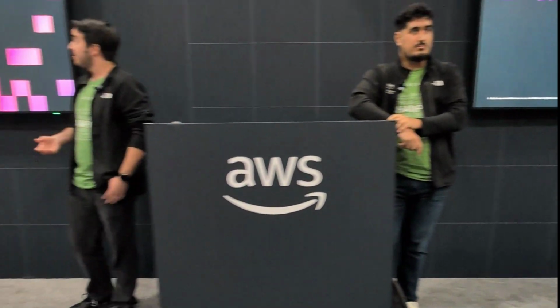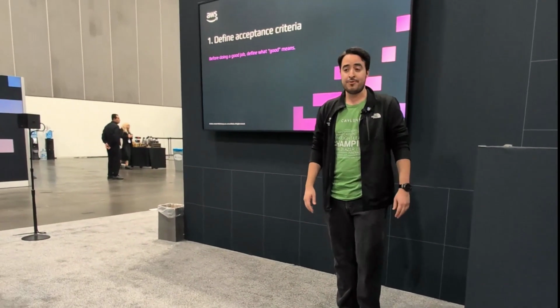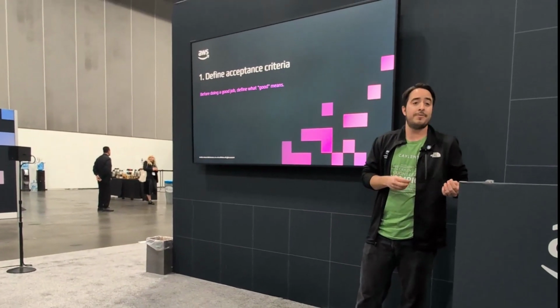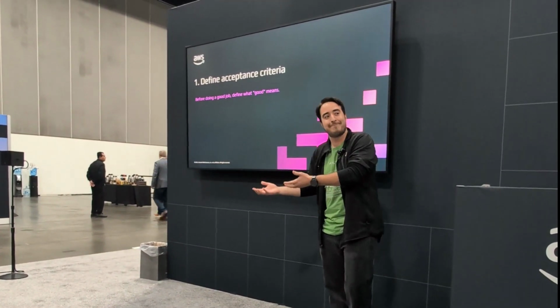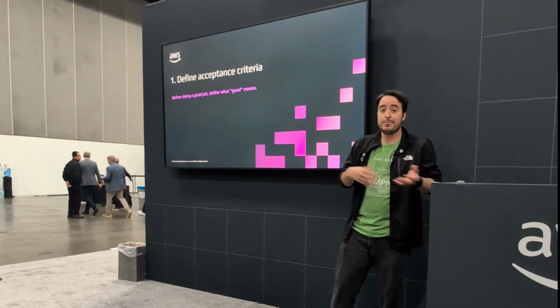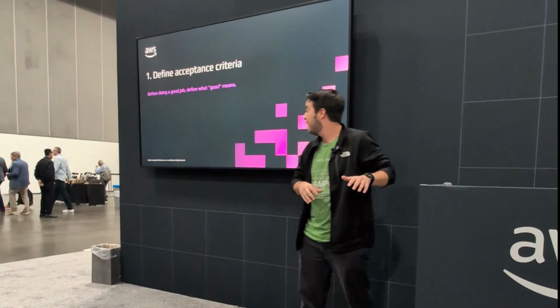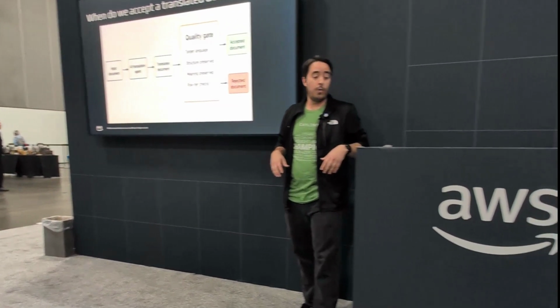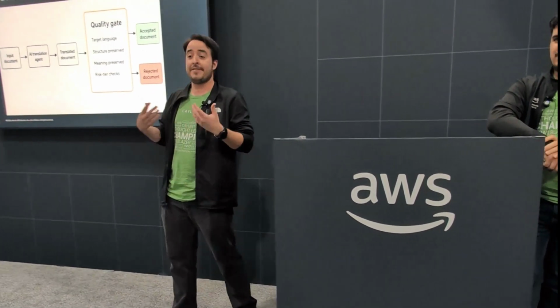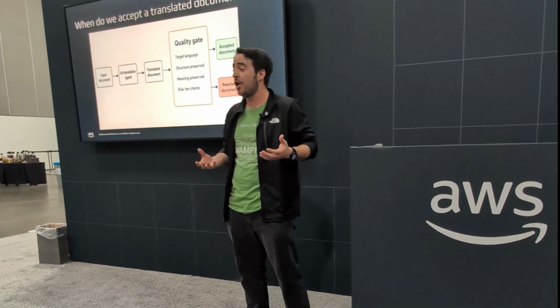So as Guille mentioned, we first need to define our acceptance criteria. We need to know what good is before we try to do the good thing. We need to know the rules before we follow them. So in our case, our measurement is an accepted document. So how are we going to accept a document?